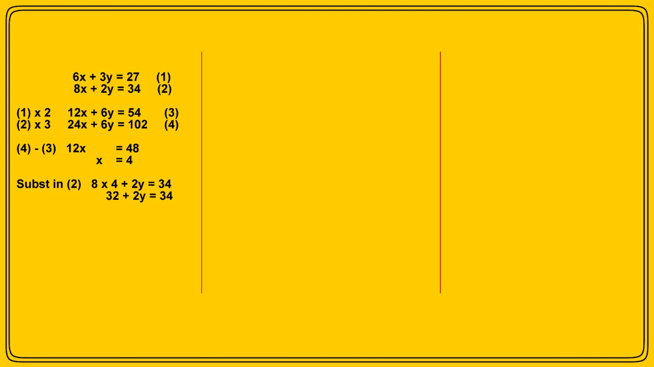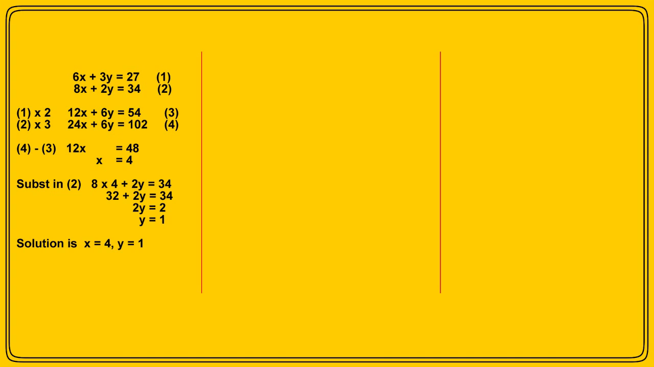Subtract 32 from both sides gives 2y equals 2, and that gives us y is 1. So the solution to the equations is x equals 4, y equals 1, and that's it. Well, that's the basic method, but there are a couple of variations.